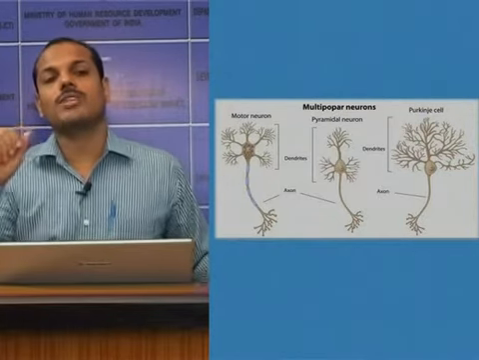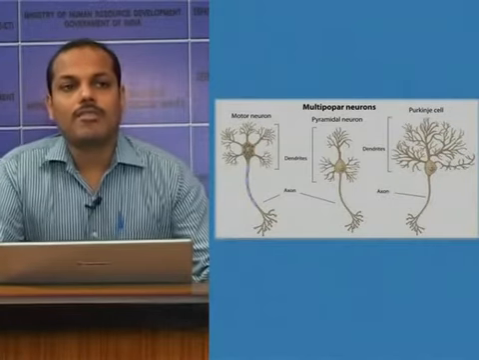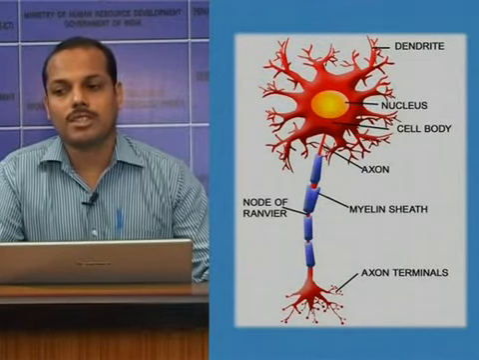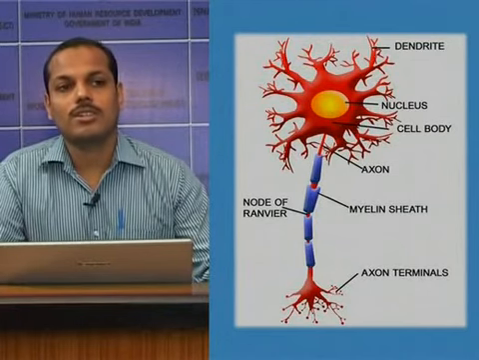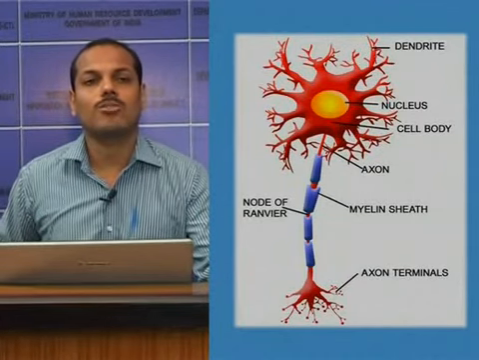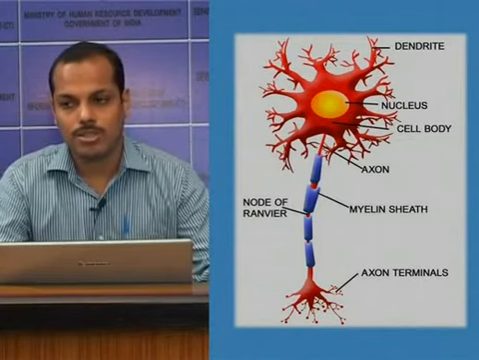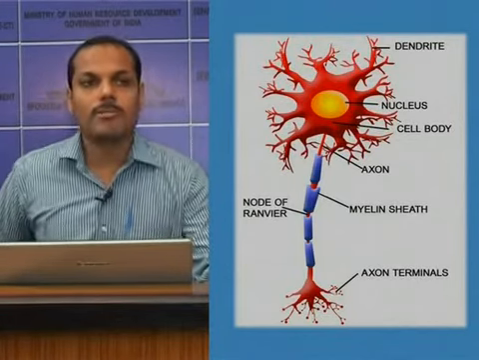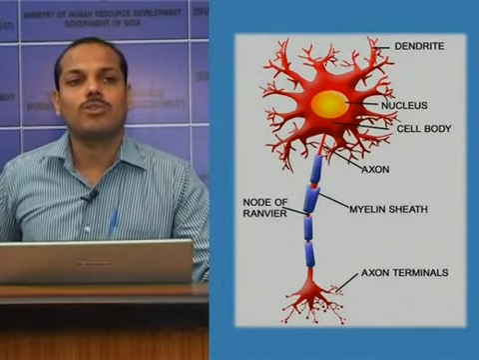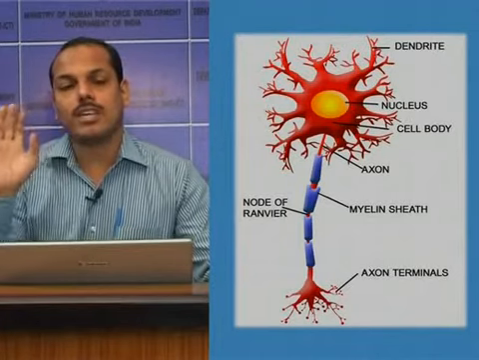Then once we go through the cell body of the neuron, it has one nucleus. It has the following structures: the nucleus, Nissl granules, mitochondria, and neurofibrils. These are the main structures in the cell body. Nucleus is again like any other cell.